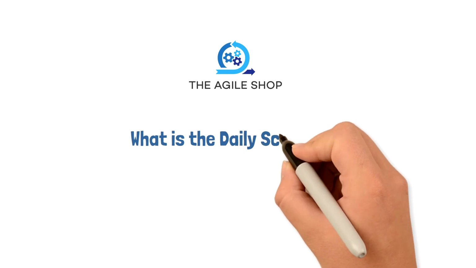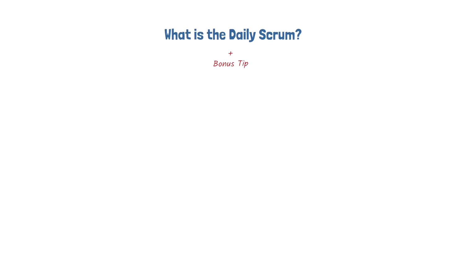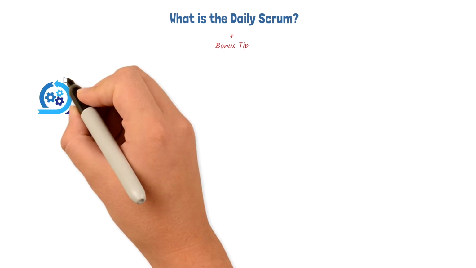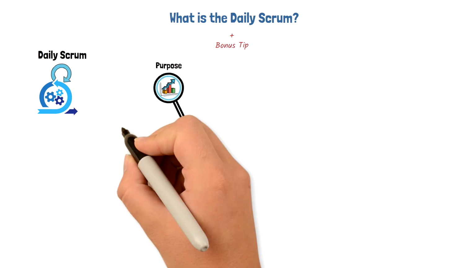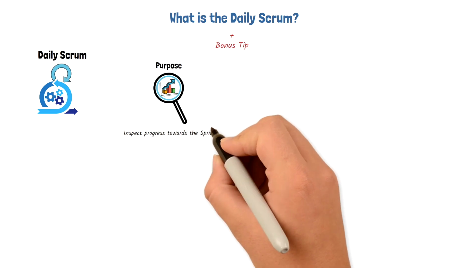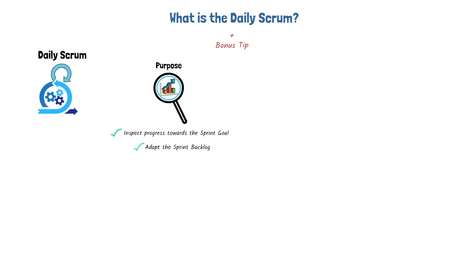In this video, we will explain the daily Scrum, and make sure to watch until the end for a bonus tip that you can use during the daily Scrum. Daily Scrum is a short daily update meeting held by the development team. The purpose of the daily Scrum, also known as stand-up, is to inspect progress towards the sprint goal and adapt the sprint backlog as necessary, adjusting the upcoming planned work.